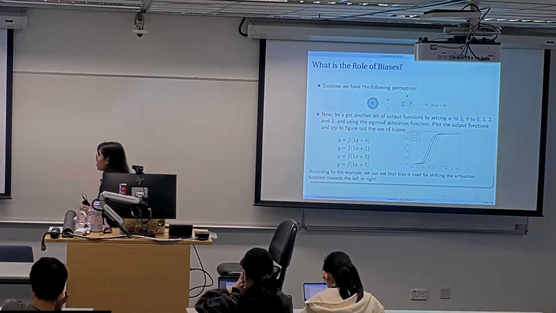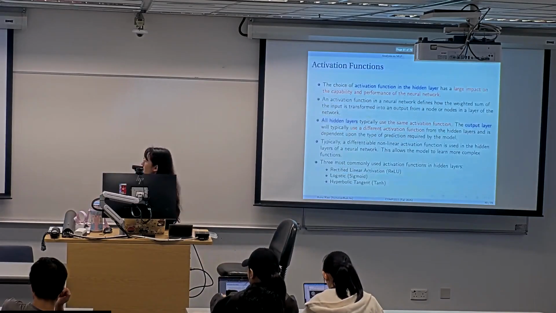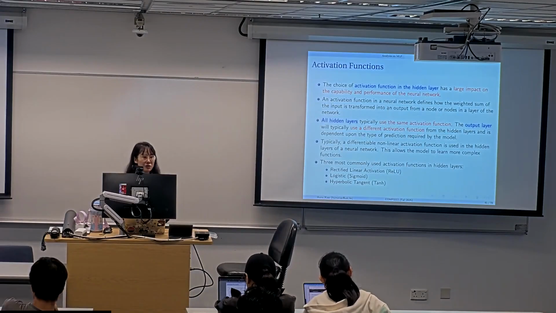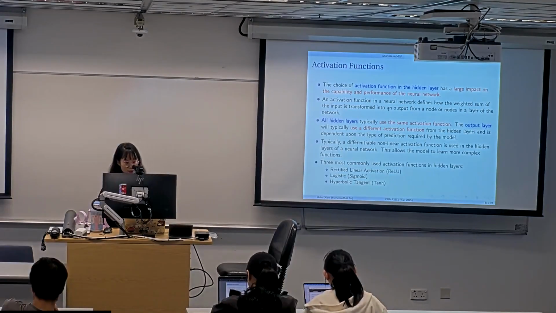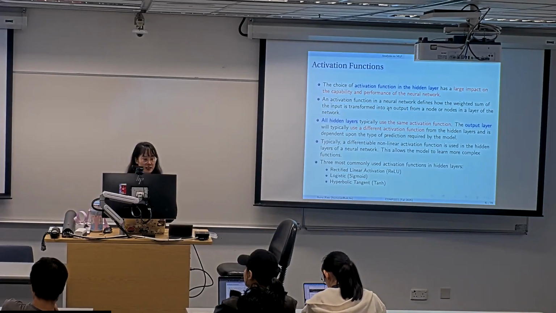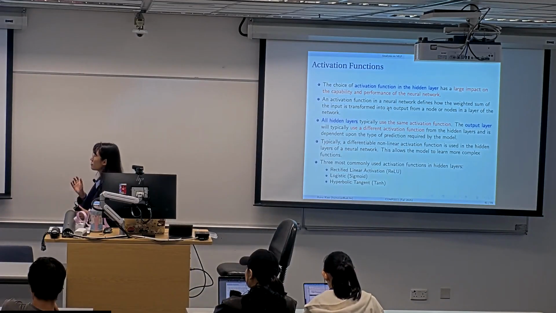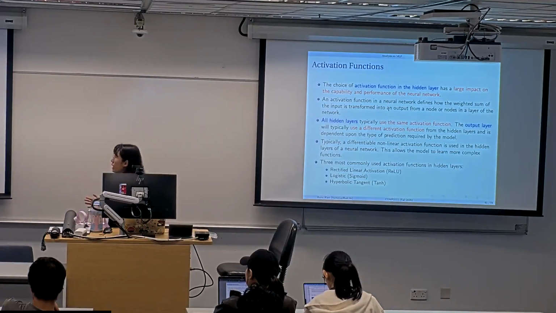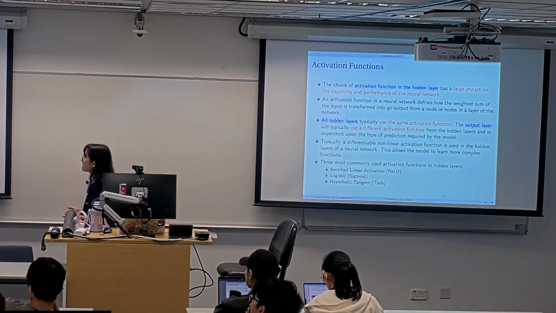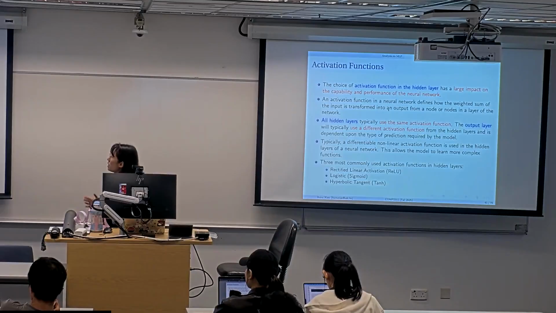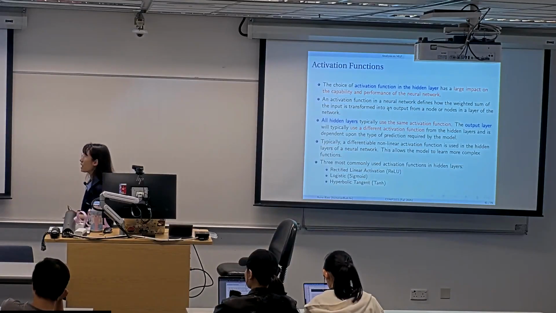Great, then we still have one thing remaining, that is the activation function. We know that a neuron has many parameters, the weight and the bias. There is another very essential part, the activation function. Each neuron has its own activation function, and it is very important in the neural network model. The choice of activation function in the hidden layer has a large impact on the capability and performance of the neural network, because the activation function defines how the weighted sum of the inputs is transformed into an output from a node.